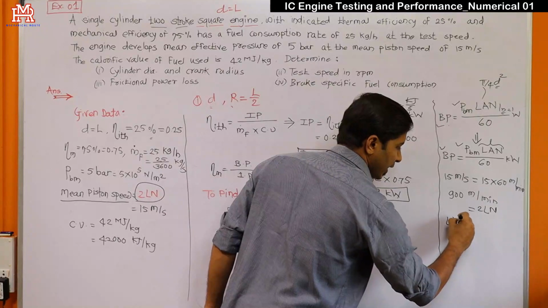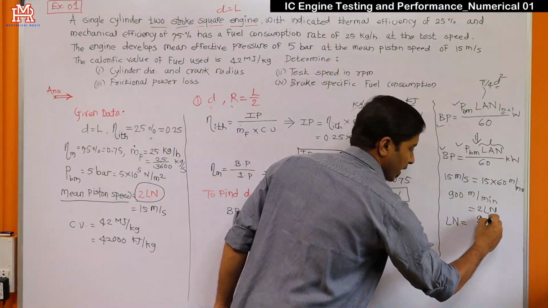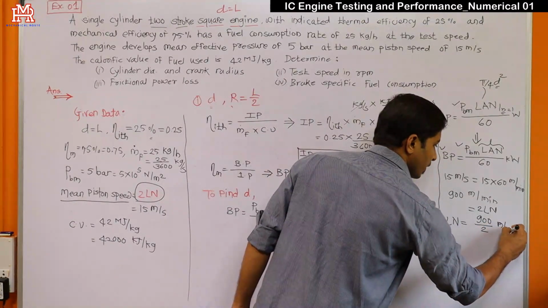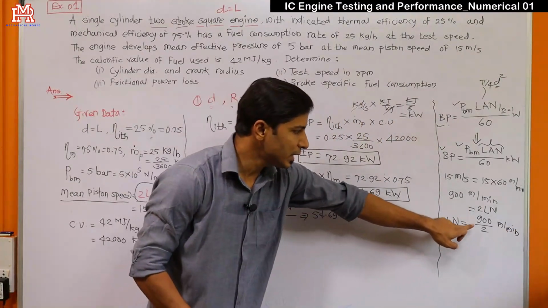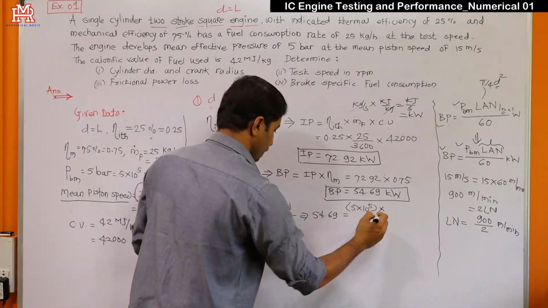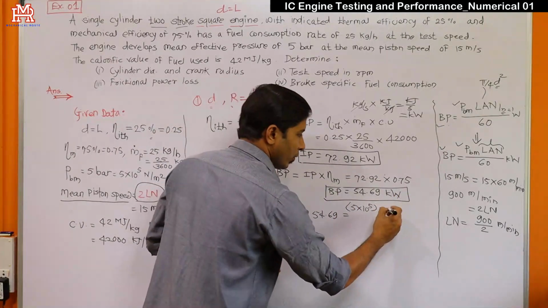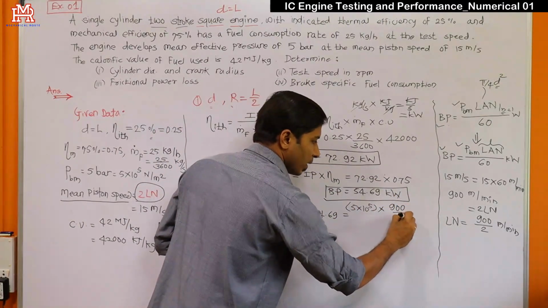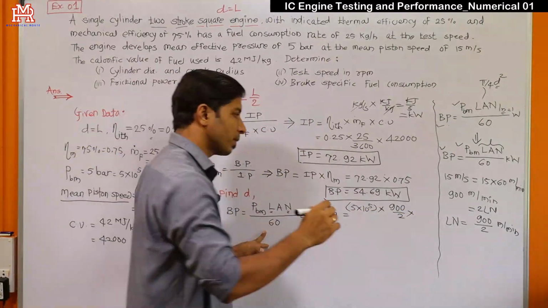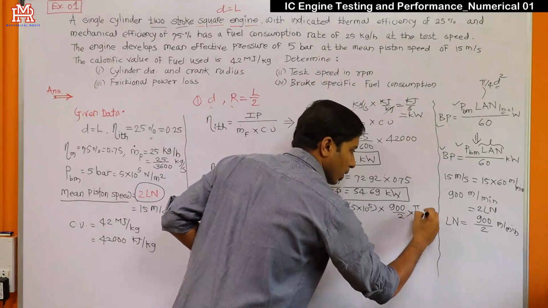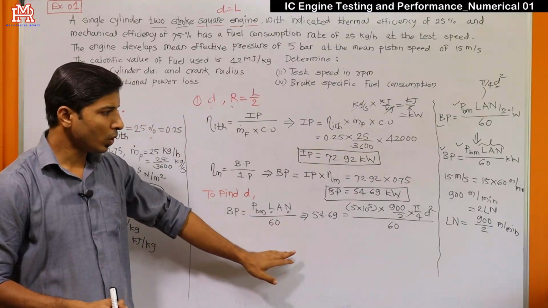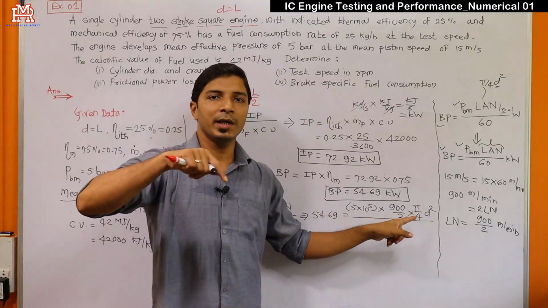So we'll get the value of LN. LN is equal to 900 divided by 2 meter per minute. So now you have to use this value 900 by 2 instead of LN. So you can directly write LN, the value is 900 divided by 2, into area, pi by 4 d square, divided by 60. Now there is only single unknown, which is diameter of the cylinder.